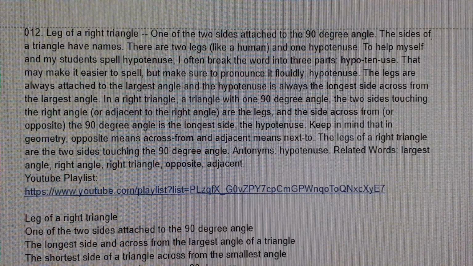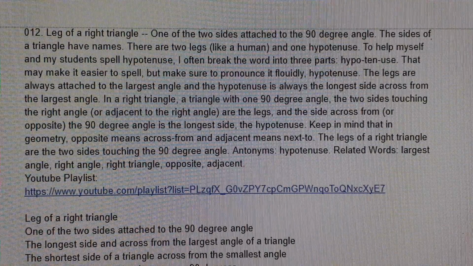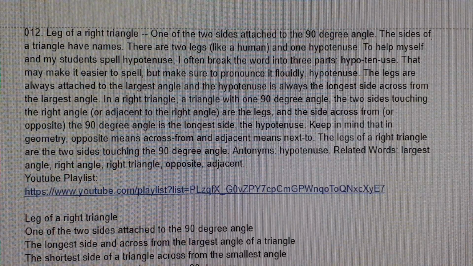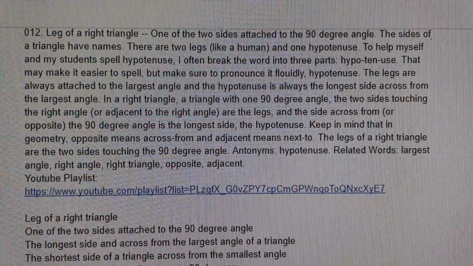Keep in mind that in geometry, opposite means across from, and adjacent means next to. The legs of a right triangle are the two sides touching the 90-degree angle.